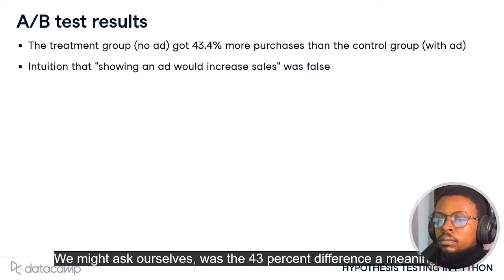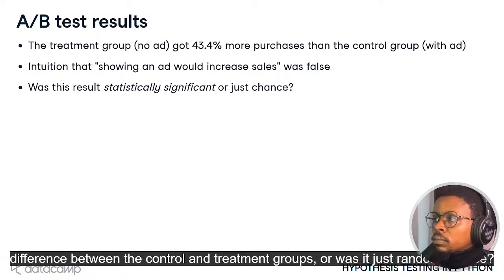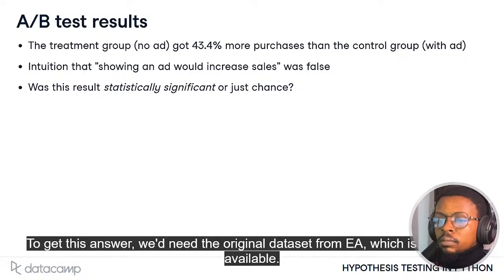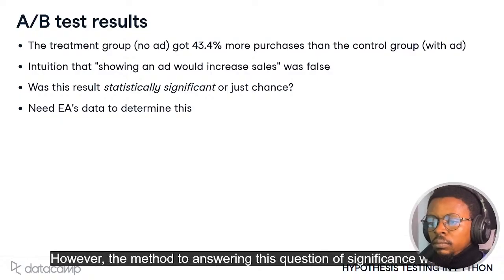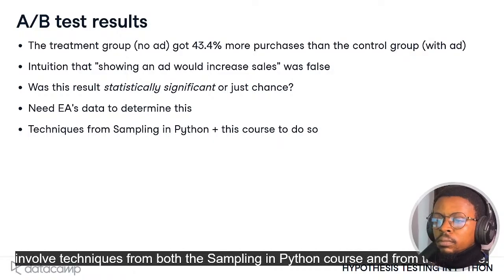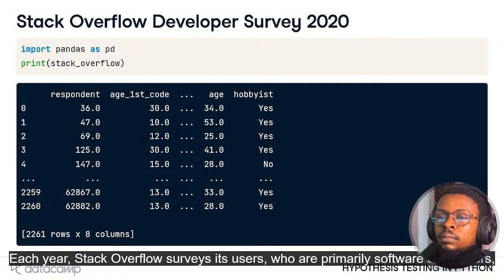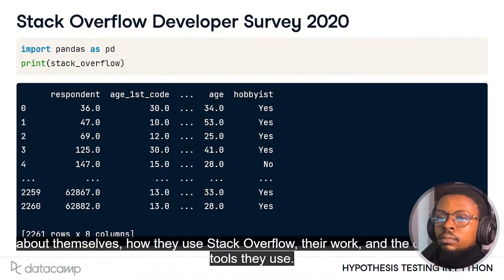We might ask ourselves, was the 43% difference a meaningful difference between the control and treatment groups, or was it just random chance? To get this answer, we'd need the original dataset from EA, which isn't publicly available. However, the method to answering this question of significance would involve techniques from both the Sampling in Python course and from this course. Each year, Stack Overflow surveys its users, who are primarily software developers, about themselves, how they use Stack Overflow, their work, and the development tools they use.